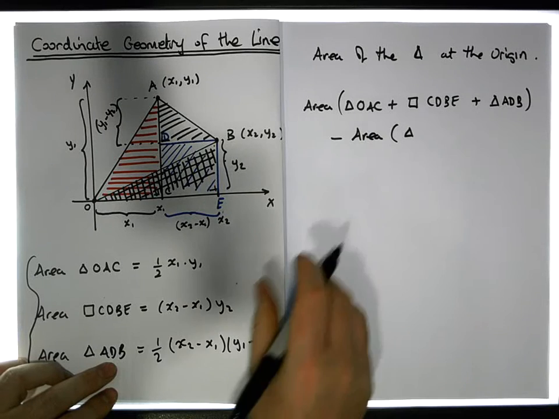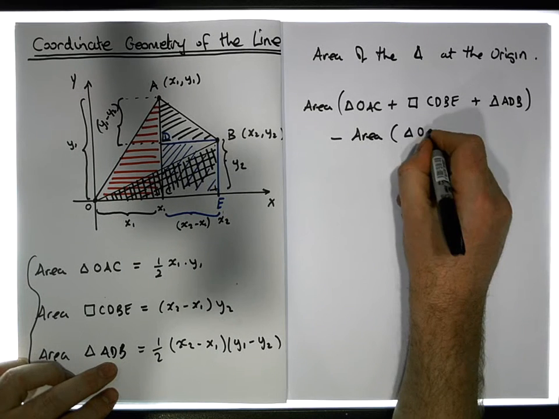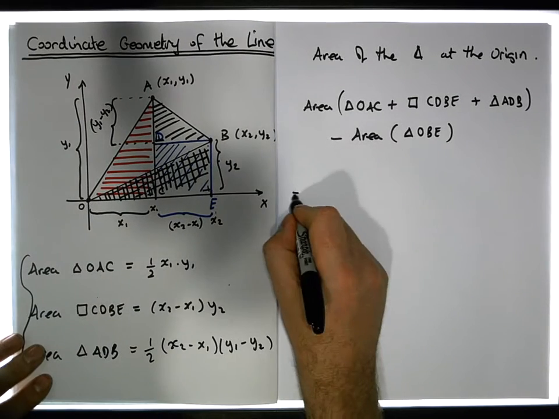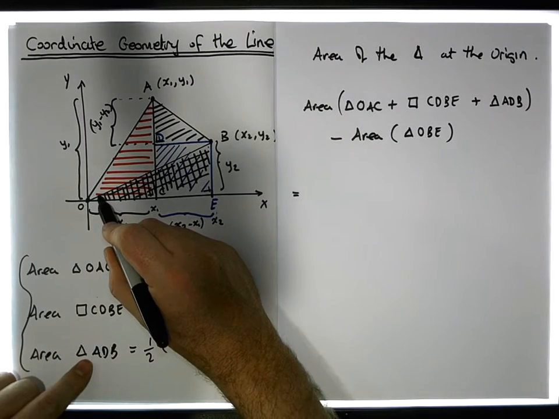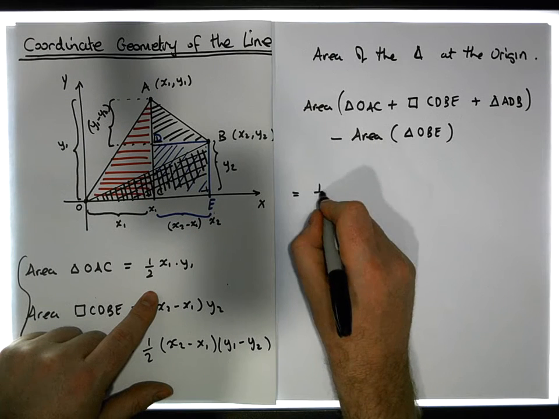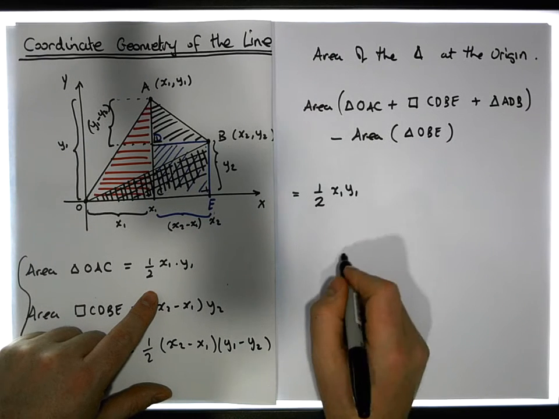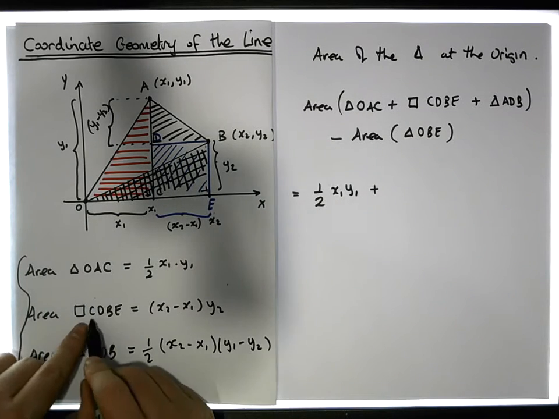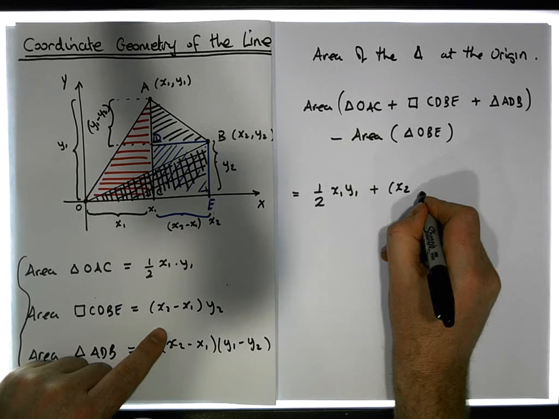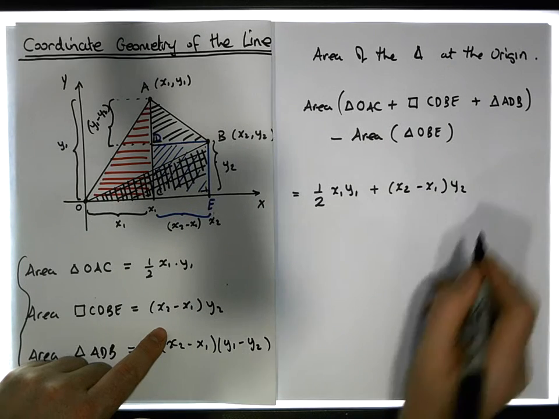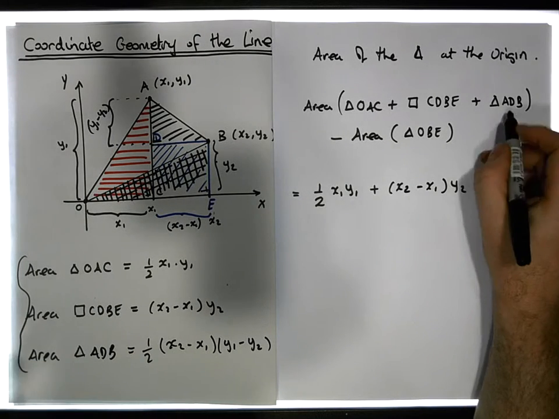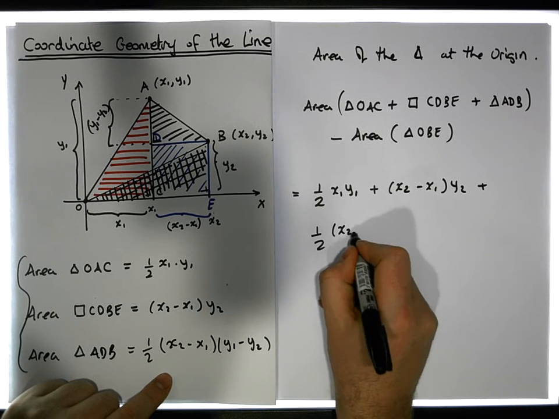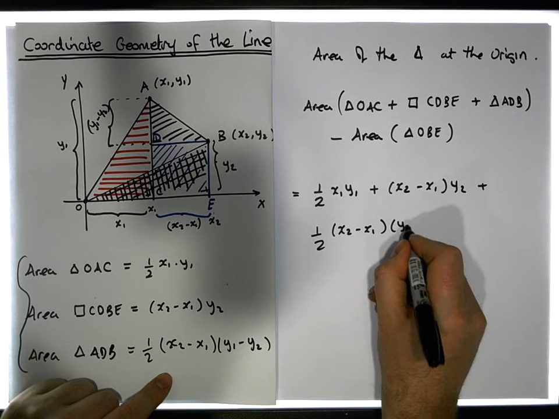of the triangle OBE. Okay, so let's do that. We've got all these values. So this must be equal to the area of the triangle OAC, which is a half x1 y1, plus the area of the square CDBE, which is x2 minus x1 times y2, plus the area of the triangle ADB, which is a half x2 minus x1 times y1 minus y2.